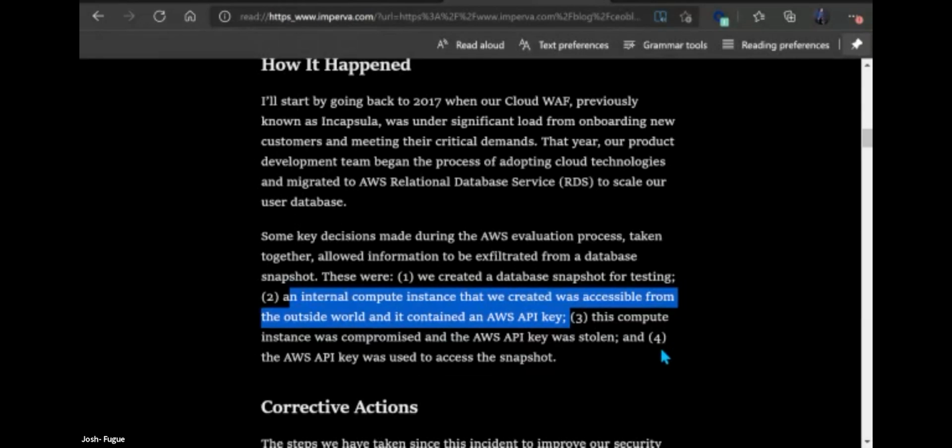So orphaned infrastructure, stuff that you've forgotten about, is really dangerous too. And that's the kind of stuff that an experienced cloud pen tester is going to know to do.